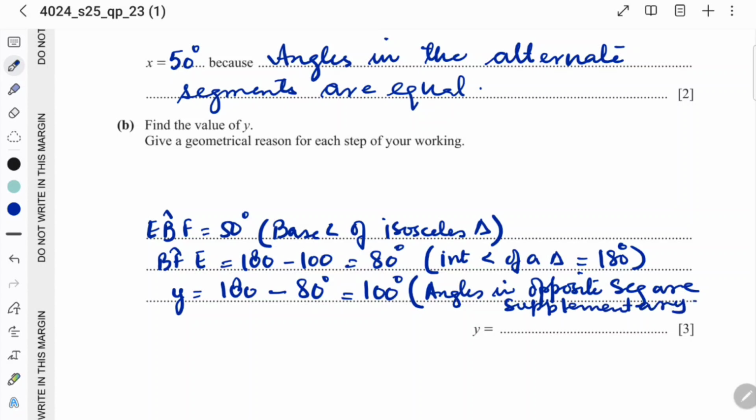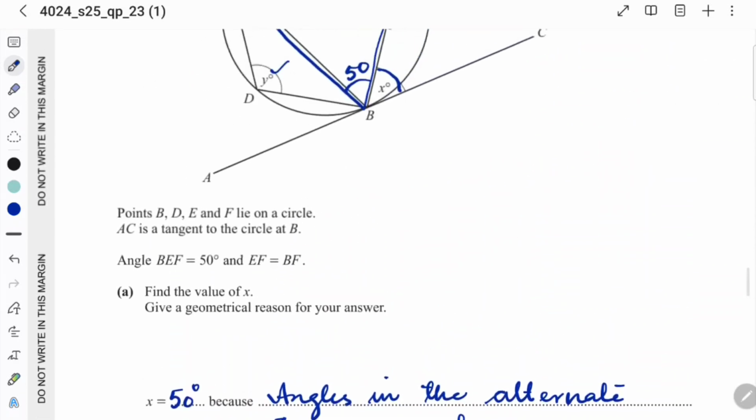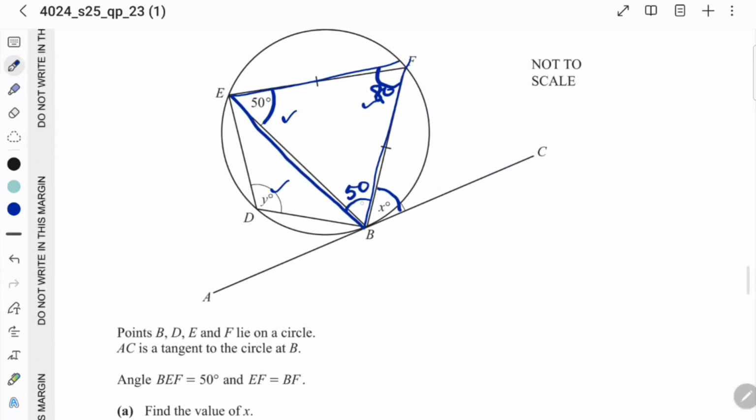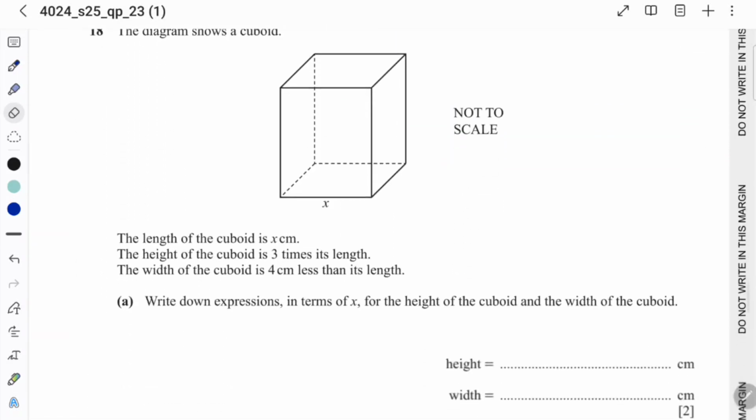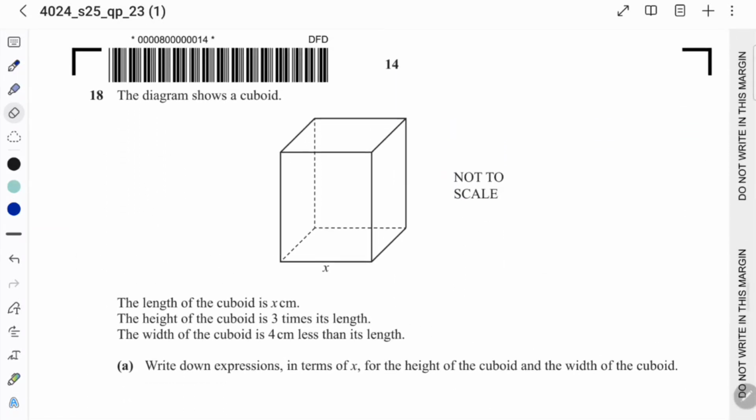Okay, three things we did here for 3 marks. First of all, we told that these two are the base angles. So this is 80 degrees and then these two will make 180 degrees because it's a cyclic quadrilateral. Alright, so we are coming to question number 18 now.